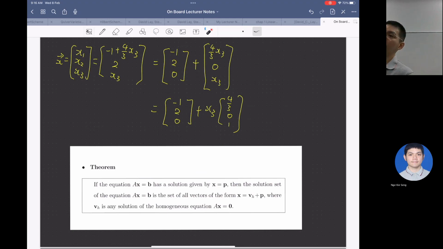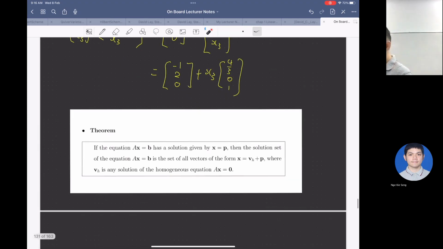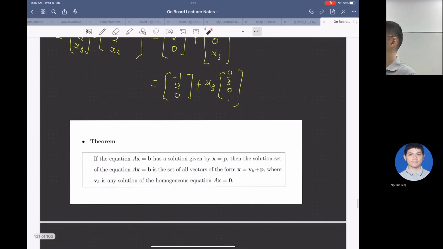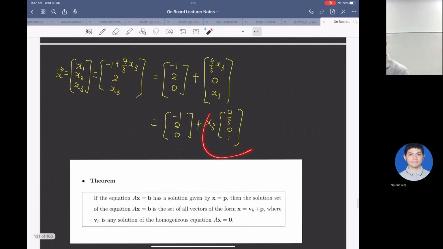That's why the solution of the homogeneous system is important, because all those solutions provide different solutions to the same non-homogeneous system. Make sense? Any question? So it's a homogeneous solution plus a constant.